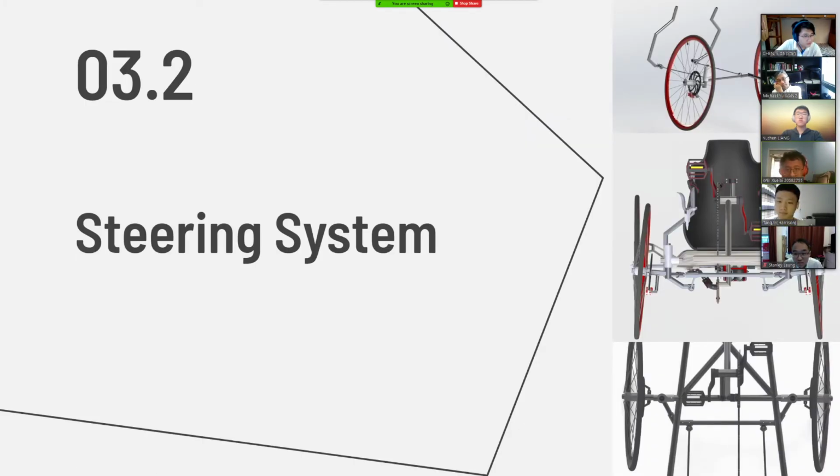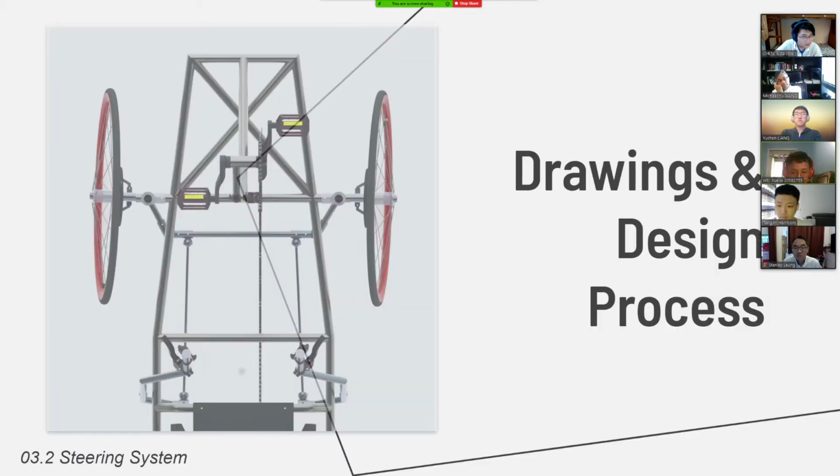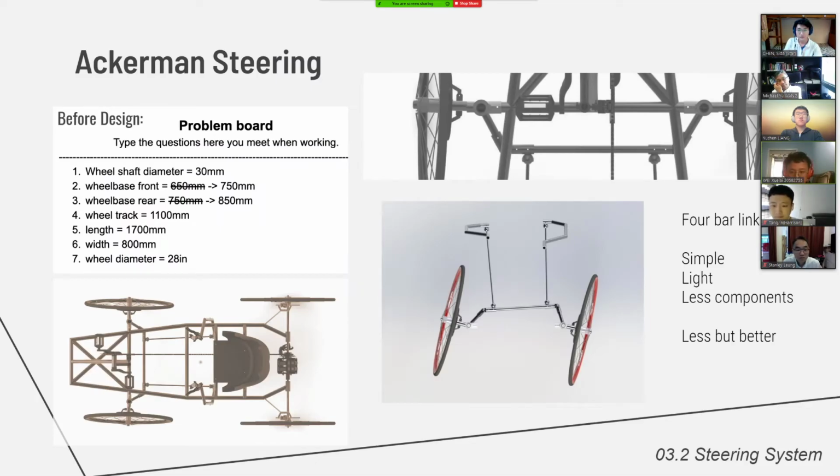So we'll start with the steering system, with drawings and the design process. Before design, we create a program board to determine the overall size of our pedal car for designing the subsystems separately. The steering system is built on the chassis size. As we discussed before, we want to make the pedal car simple and light with fewer components. So we choose Ackermann steering with 4-bar linkages.